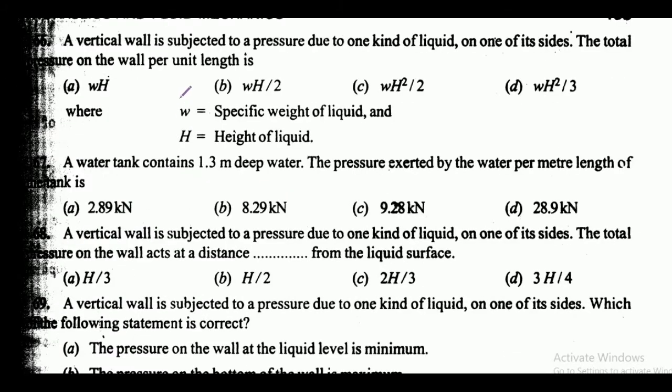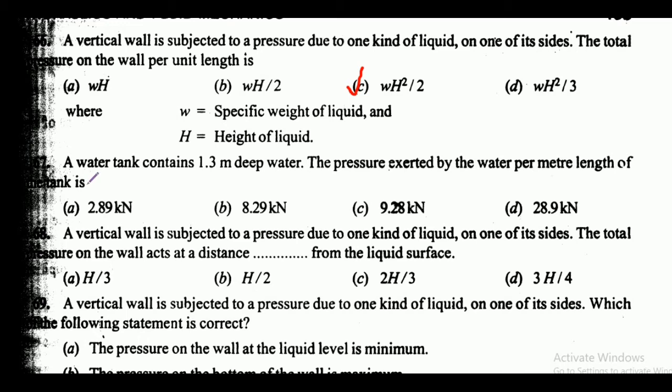Next is a vertical wall is subjected to a pressure due to one kind of liquid on one of its sides. The total pressure on the wall per unit length is, here friends, these are the options, where small w is equal to specific weight of liquid and capital H is equal to height of liquid. So here friends, correct answer is option C, that is WH square upon 2.